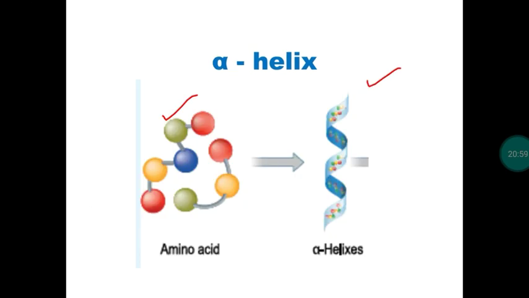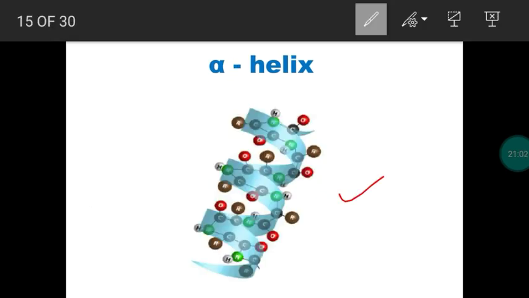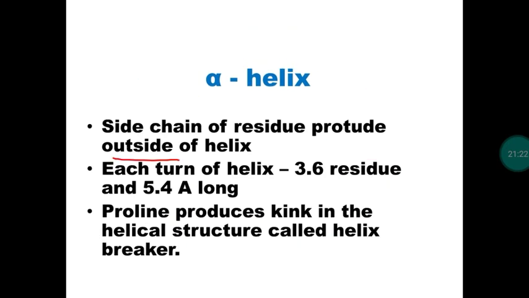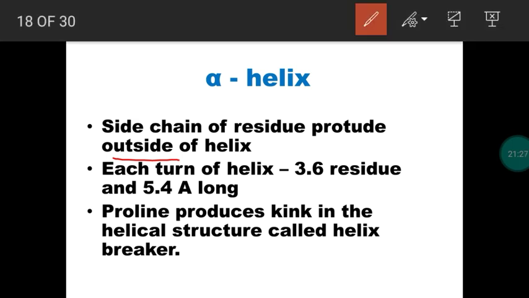So we can observe this. So these are all what? Side chains. Side chain, alkyl group. Side chains of the residue will protrude outside the helical structure. That means they are pointing outside the helical structure. Right? So for each helical turn, in alpha helix, there will be 3.6 residue, and the length of this 3.6 residue is 5.4 angstrom.